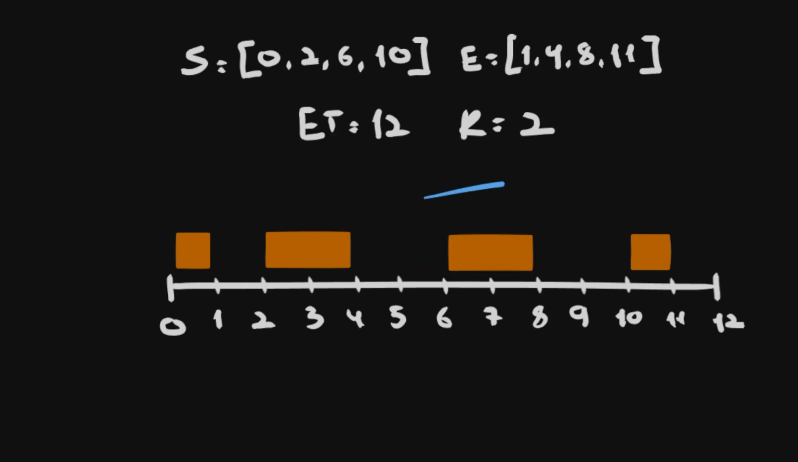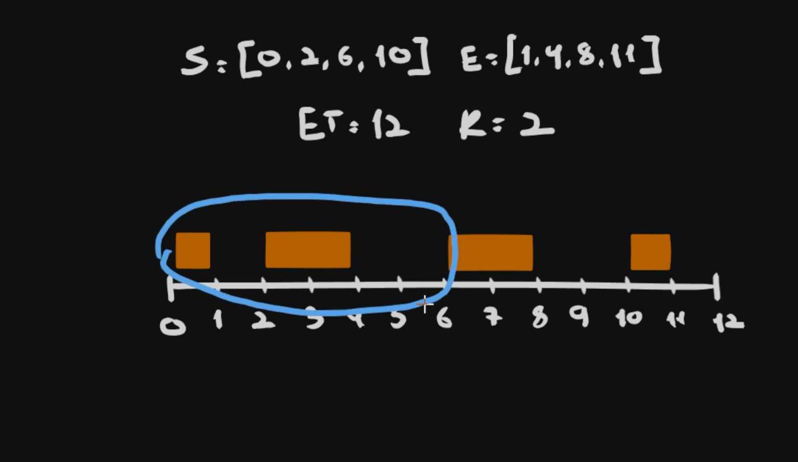So we will check here every group of k continuous meetings plus spaces. So we start from here with these 2 meetings plus spaces. So here we do 6 minus 0 to get the total range, and then we need to subtract the time for the meetings, meaning 1 plus 2.